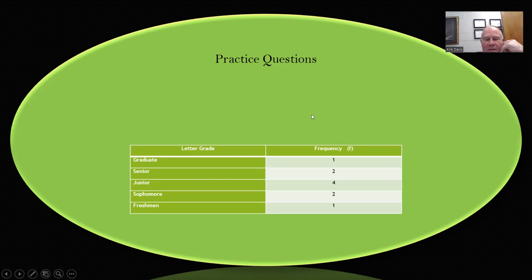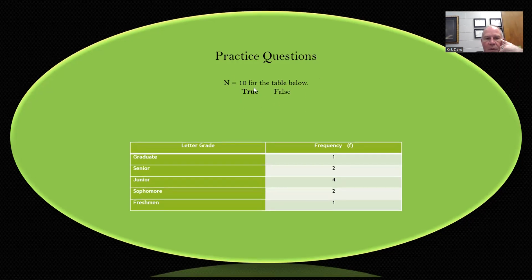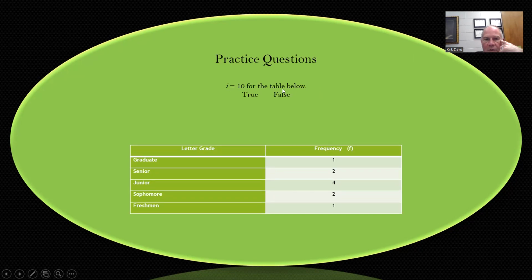So I've given you the minimal frequency distribution that is possible, with the variable of interest and frequency. In this case, I've asked you, is n for the table below equal to 10? Well, to find your sample size, you just add up your frequencies. If I add these up, I do get 10, so it's true. Is my interval size, I, 10 for the table below? We know that's false, because we only have an interval if we have a grouped frequency distribution. We don't have a grouped frequency distribution, so we don't really have an interval size. That's false.